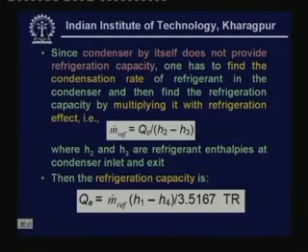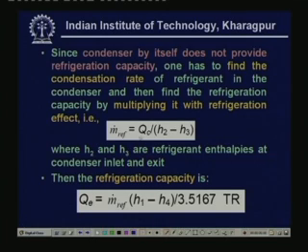However, the condenser by itself does not provide refrigeration capacity. So one has to find the condensation rate of refrigerant in the condenser and then find the refrigeration capacity by multiplying it with the refrigeration effect. First we have to find Qc, the heat transfer rate in the condenser. From this Qc we find the mass flow rate of the refrigerant in the condenser, or the condensation rate. The condensation rate of the refrigerant, m dot ref, is nothing but Qc divided by (h2 minus h3), where h2 and h3 are the inlet and exit enthalpies of the refrigerant. So if you know h2 and h3 and Qc, you can find the mass flow rate of refrigerant through the condenser.